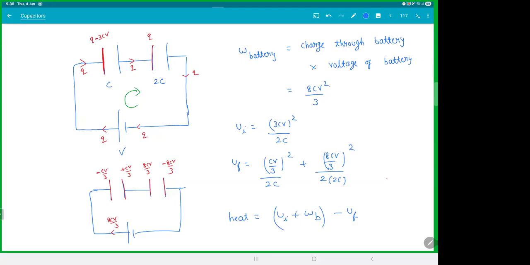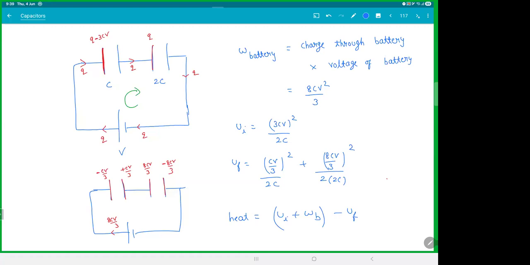So in this case, what happened? Initially, the capacitor had some energy. When you connected the battery, it gave you some more energy, and the whole thing got dissipated, and yeah, you got a lot of heat. Okay, we have got 16 by 9 CV square.